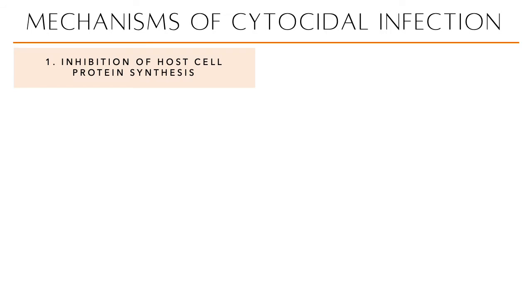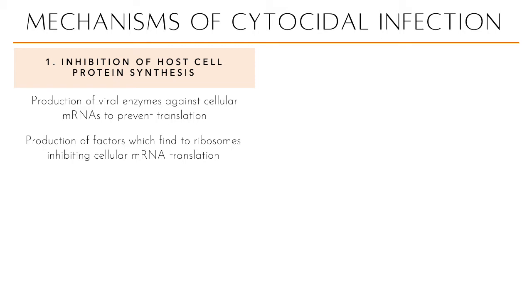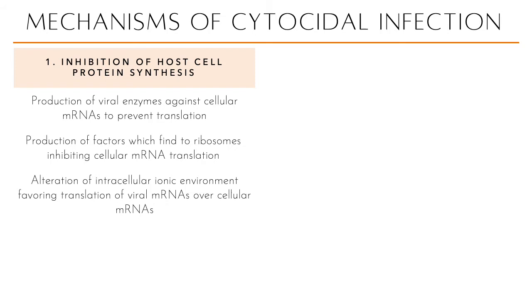When the virus inhibits the host cell protein synthesis, it also inhibits everything else that comes with it, which includes the cellular mRNA for further translation, and production of factors which bind to ribosomes, inhibiting the translation. These are the ways for it to be inhibited.